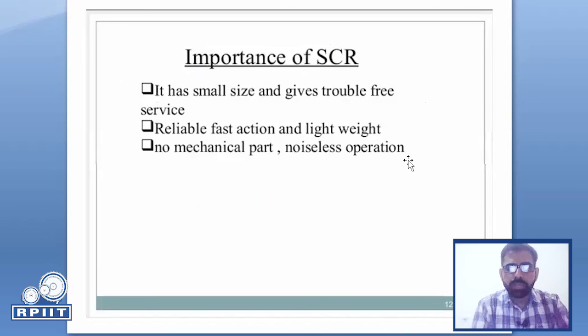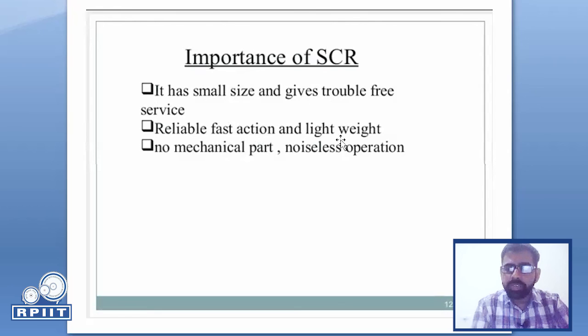So this was the working of the thyristor based on its SCR characteristic. The importance of the SCR includes that it has small size and gives trouble-free service. It has a very compact size. In the first picture we have seen that thyristors are small, IC-like devices. Unlike other switches, there will be no harmonic production or burning process, so it does not include those kinds of troubles.